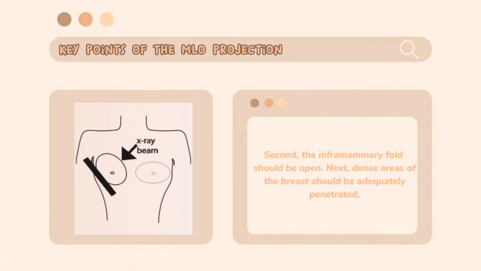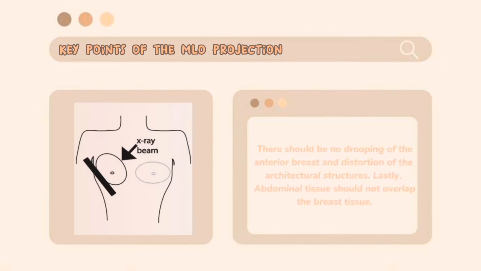Next, dense areas of the breast should be adequately penetrated. There should be no drooping of the anterior breast and distortion of the architectural structures. Lastly, abdominal tissue should not overlap the breast tissue.